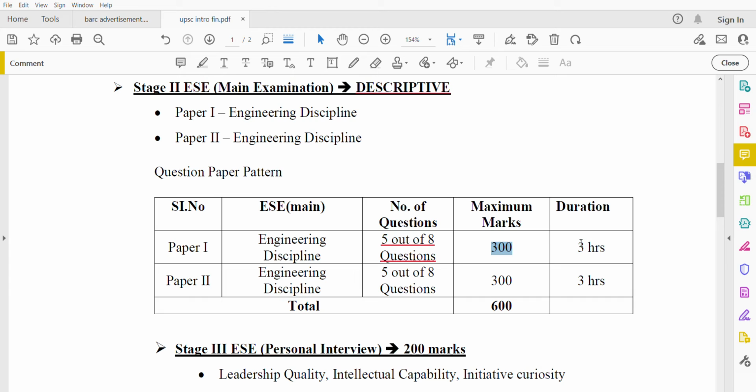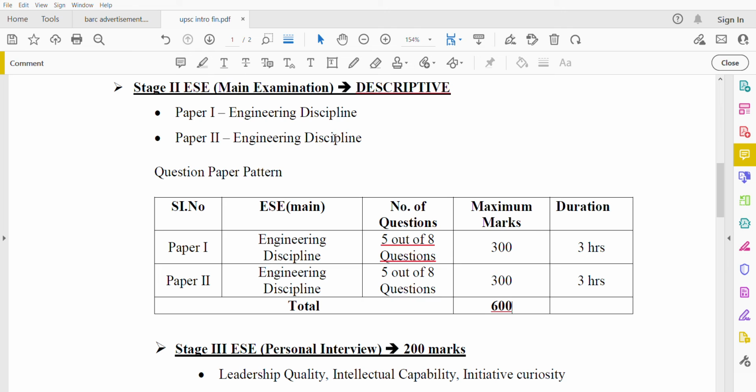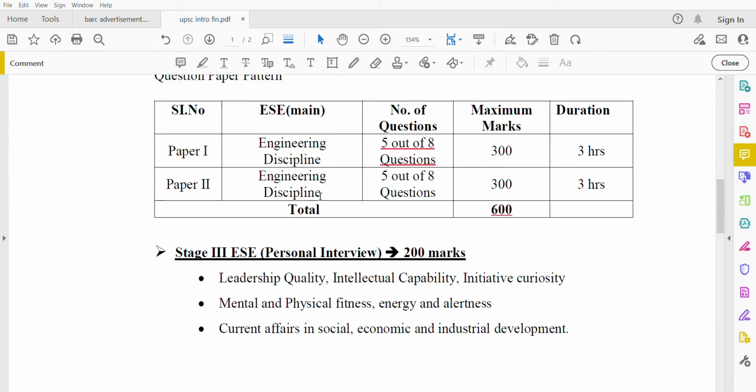The duration will be 3 hours. And for paper 2 also, 5 out of 8 questions. The marks allocated for the 5 questions is 300 marks and the duration will be 3 hours, in the afternoon session. The total marks for the main examination is 600.